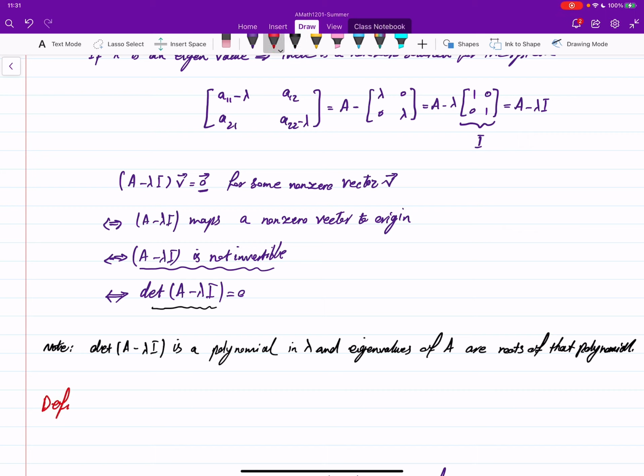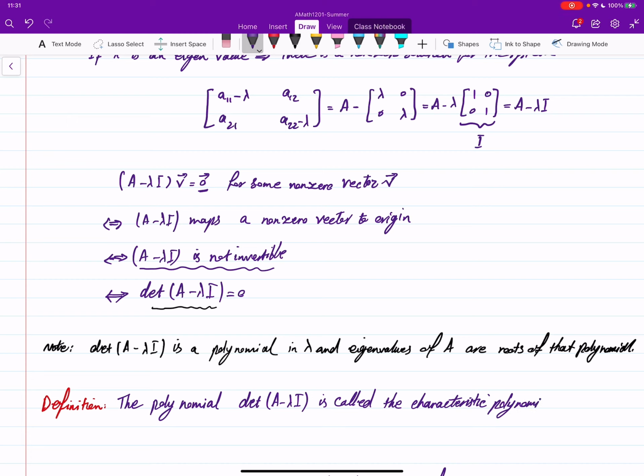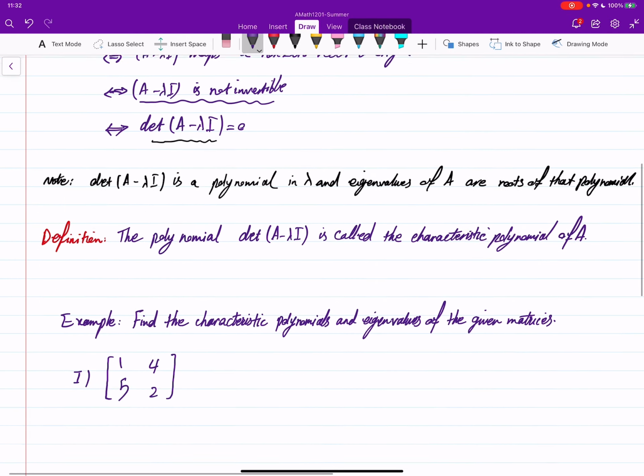Since that polynomial is important for us, we have a name for it. The polynomial det of A minus lambda I is called the characteristic polynomial of A. So to find eigenvalues, you find the characteristic polynomial, set it equal to 0 and solve it. Let's see this in some examples.